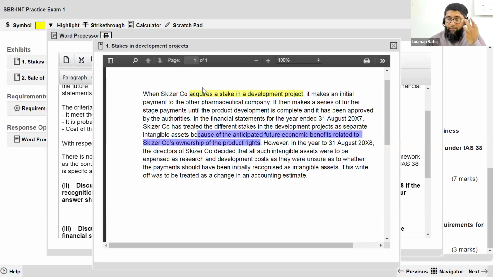Okay, now see what happens. It says that until the product development is complete and it has been approved by the authorities, in the financial statements for the year ended so and so, Skizer has treated different stakes in the development project as separate intangibles because of anticipated future economic benefits related to Skizer's ownership of production rights. However, in the year to 31st August 2008, the directors of Skizer company decided that all such intangible assets were to be expensed as research and development costs as they were unsure as to whether payment should have been initially recognized as intangible. This write-off was to be treated as a change in accounting estimate.